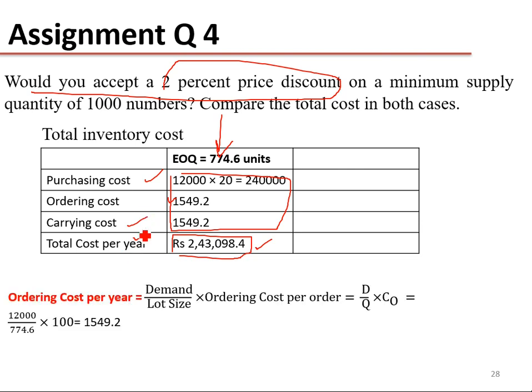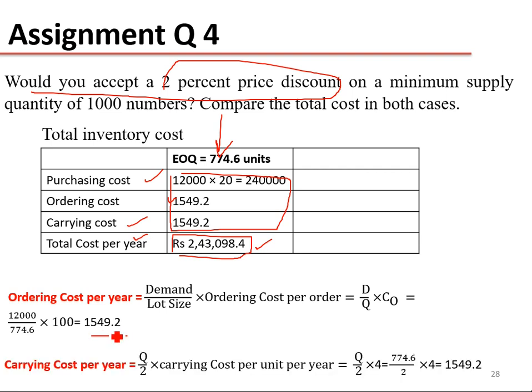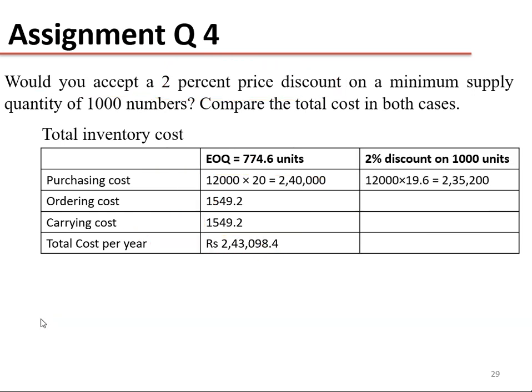Now this is how I have calculated all the values I mentioned. This is how I calculate this value. This is 1549.2, the carrying cost. This value I have put over here, this value over there, and this value over here.